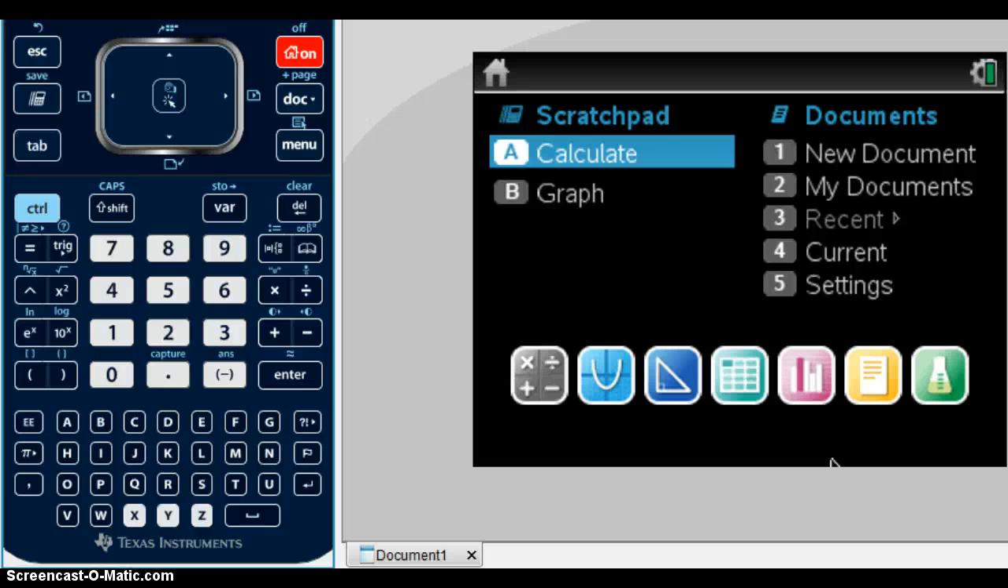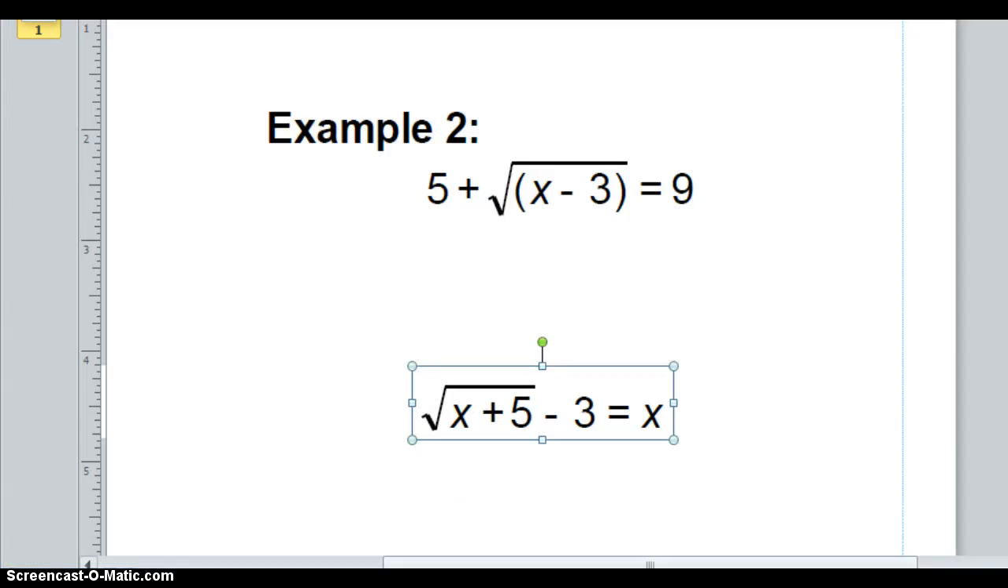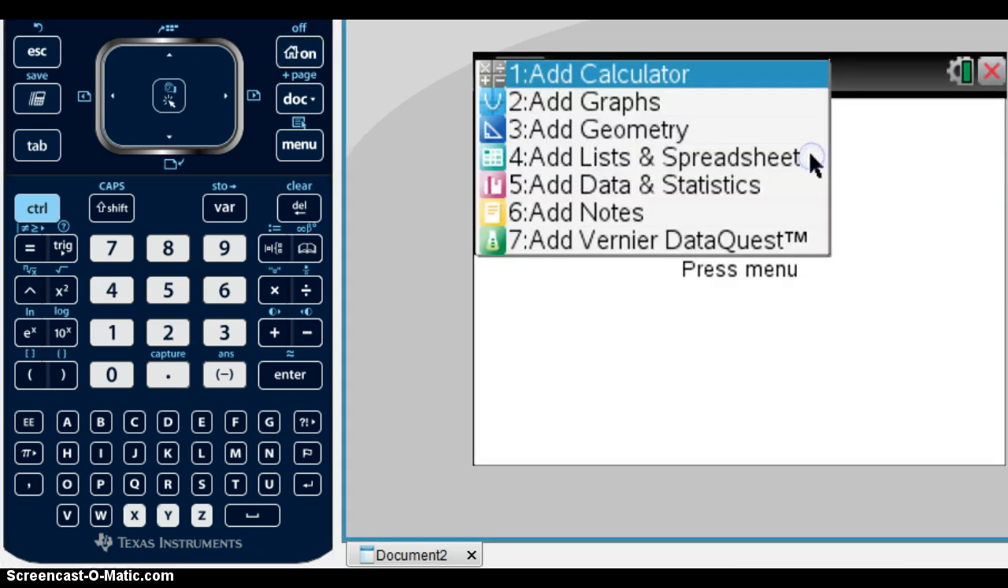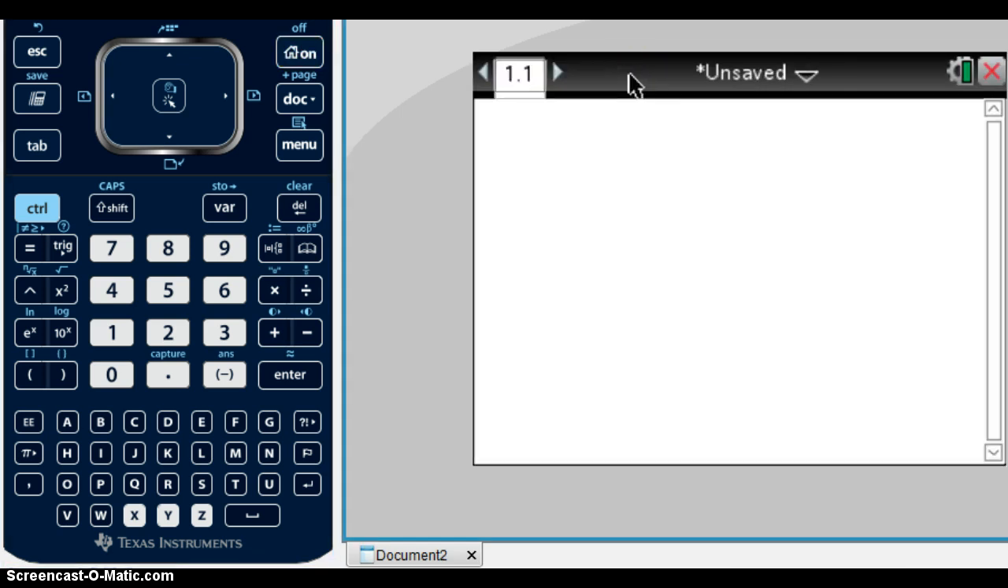Okay, I'm going to show you how to solve square root equations on the NSpire. Basically, here's what you need to do. We're going to solve the equation 5 plus square root of x minus 3 equals 9. So what I'm going to do is go to a new document. I'm going to go to add calculator.